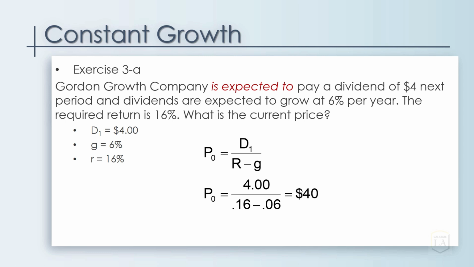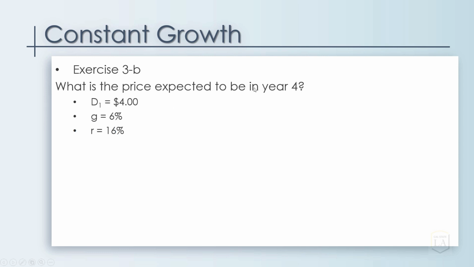This was a simple starter. But let's move on to a more developed version. So 3B: what is the price expected to be in year 4? Let's suppose dividends are going to be paid out at this pace, continuously at 6%. Dividend 1 was $4. And you are looking for not the price in year 0, but year 4.